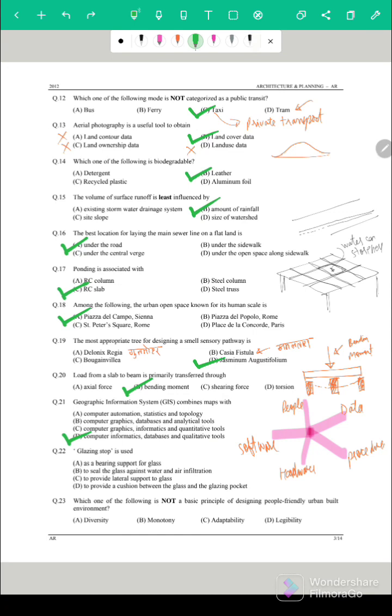Question number 22 is, glazing stop is used, so it is used for to provide the lateral support to glass. So the correct answer is option number C.